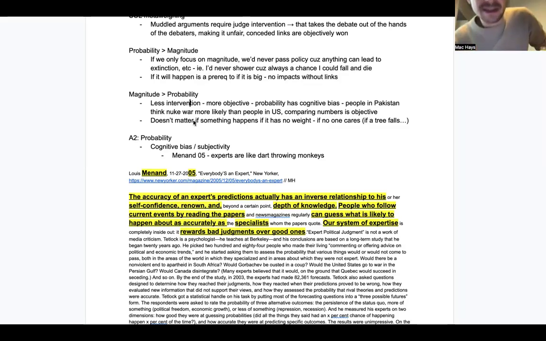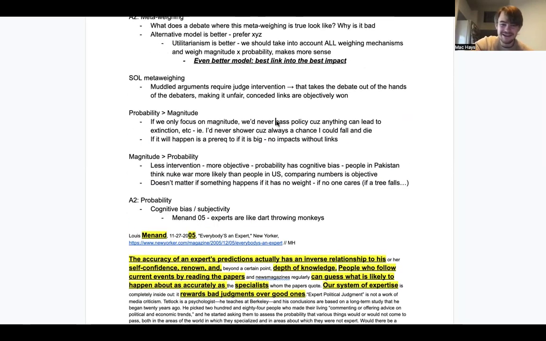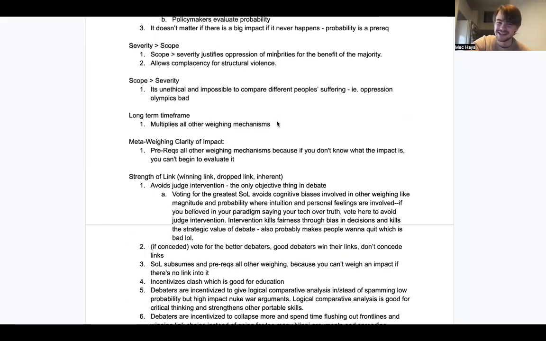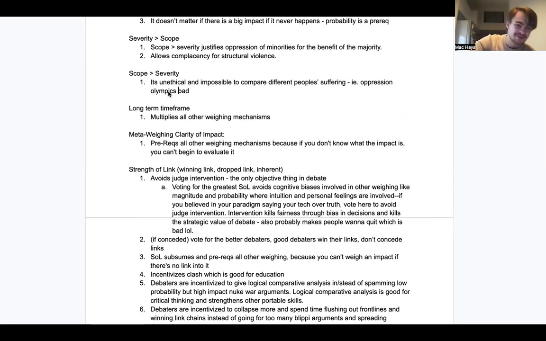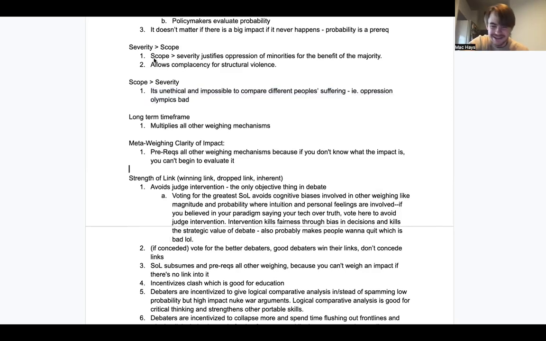Also, it doesn't matter if something happens if it has no weight. No one cares if a tree falls in the forest. No one's around to hear it. Does it really make a sound? And we can go on like this, like severity is more important than scope, or scope is more important than severity. Let's just look at a few of these.